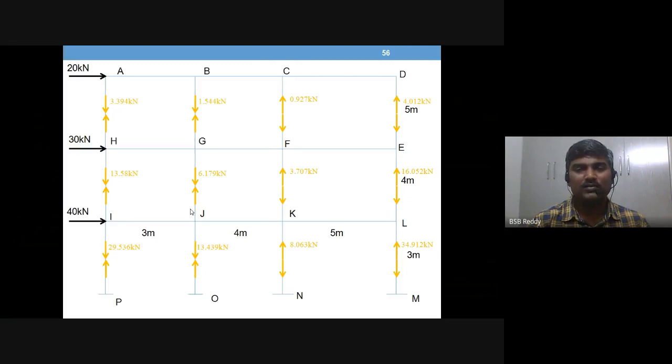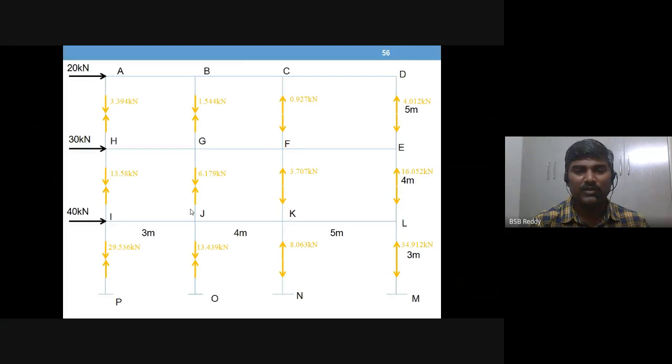This session is on the cantilever method. Last session, we have completed step one, how to calculate column axial loads. Okay. Right. This is the answer for that column axial loads.